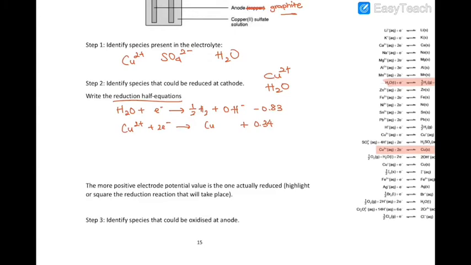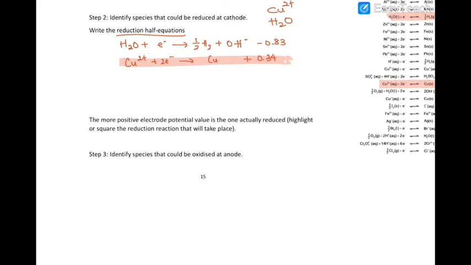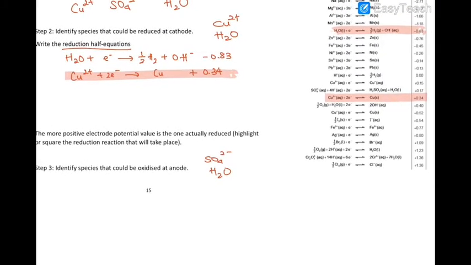So the one that is the more positive is going to be actually reduced. So this is the one that is reduced. Now at the anode, we're going to have SO4 2- and H2O. Like we have already discussed in the previous video, SO4 2- is never going to get oxidized. It will never get discharged. It's already in its highest oxidation state.